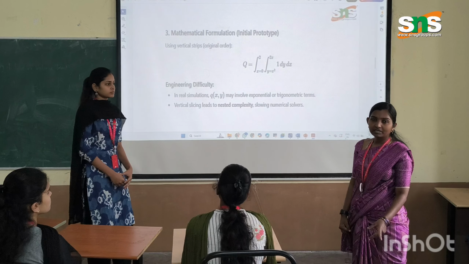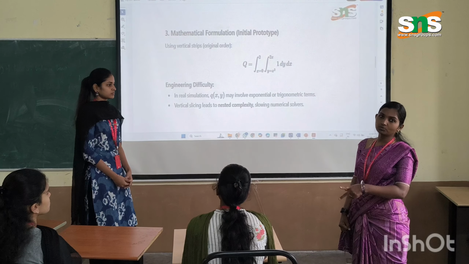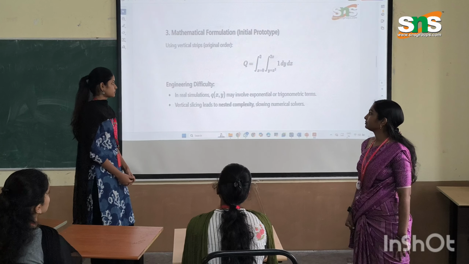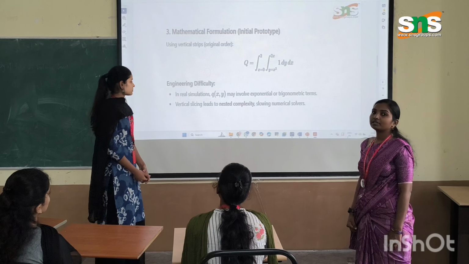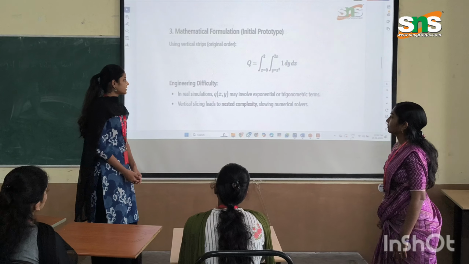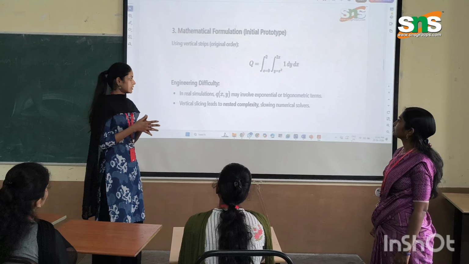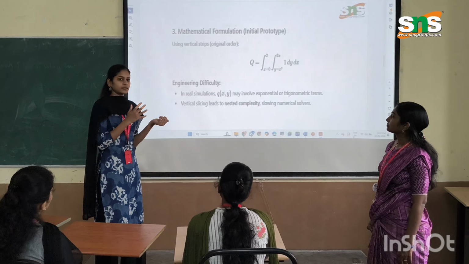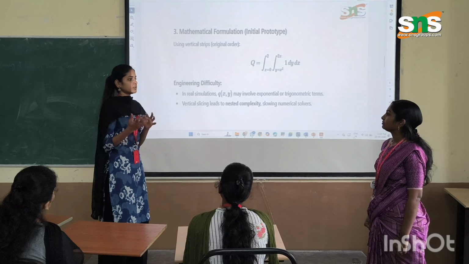In the previous slide, we have considered one q of x comma y. Now that is what we are given here as a double integral. What is the engineering difficulty? This is what is going to be explained by our student. It may involve exponential or trigonometrical terms. It may be difficult to integrate.